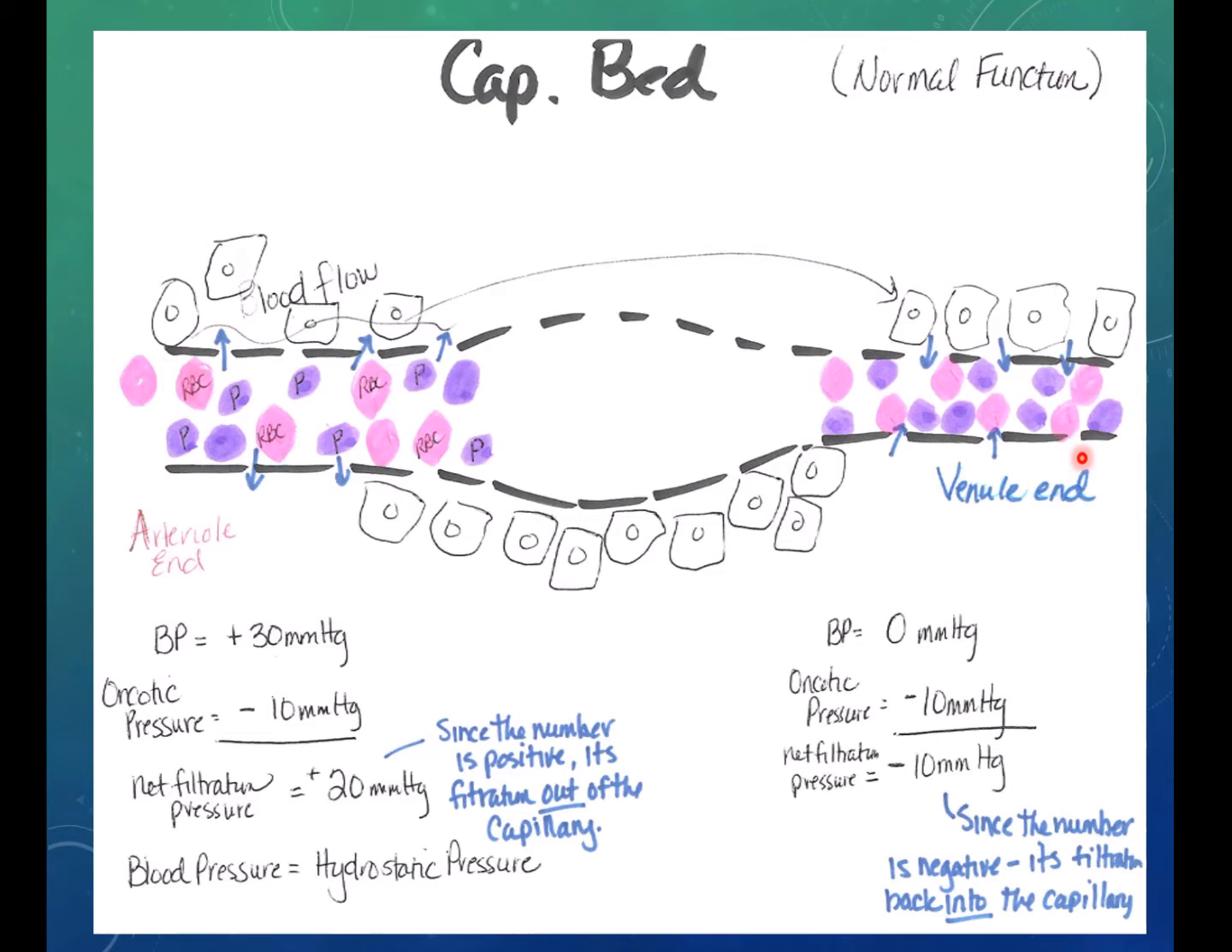Now, again, since this number is negative, it's filtration back into the capillary, or it's being pulled toward the colloid itself. Now, I know a lot of you are going to say, hold on a minute, you had a plus 20 going out and a negative 10 coming back in. You're leaving fluid out there. You're right, we are. But you have another entity out there that picks up tissue fluid and filters it, and it's a part of your immune system that helps to keep our blood clean, and that is called lymph.